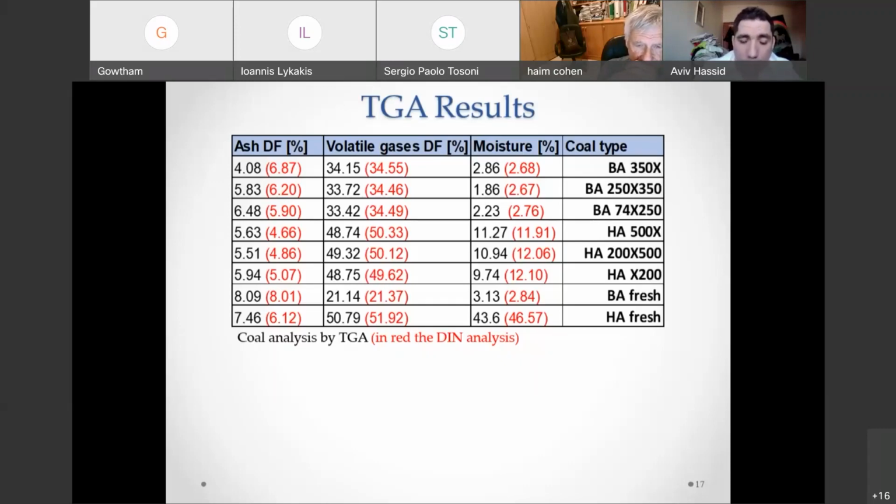As we can see here, there is a really good correlation between the TGA result and the DIN result, which proves our presumption earlier that the TGA can replace efficiently, and much faster, the classical method used up to now.